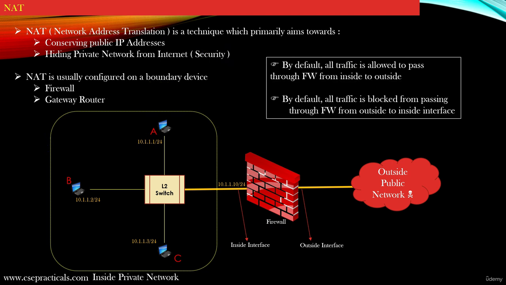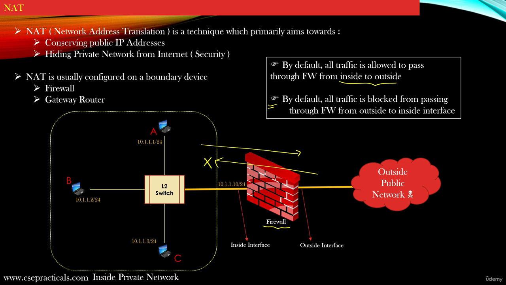So by default, all the traffic is allowed to pass through the firewall from the inside to the outside. By default means by the default configuration that exists on the firewall device. All the traffic generated by the host machines or network equipment present inside the private network is allowed by the firewall to go from the inside interface to the outside interface. But the opposite is not allowed. All the traffic which passes through this firewall from the outside network to the inside network is blocked by default.